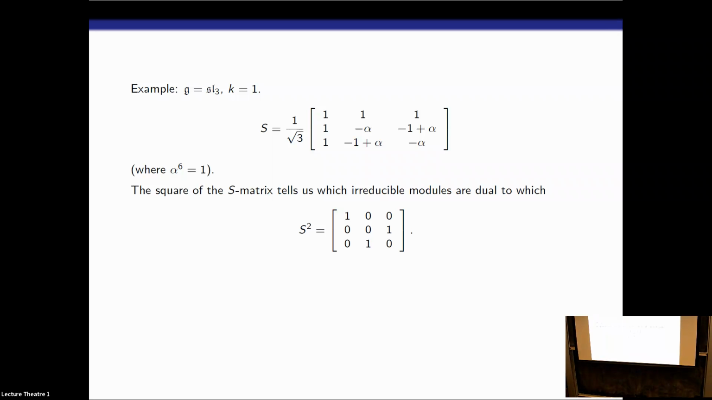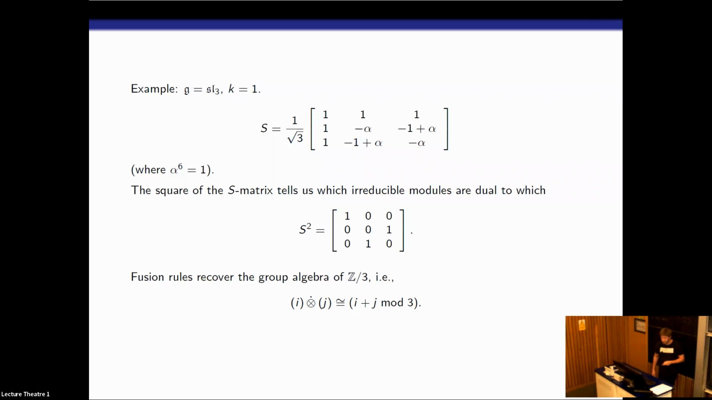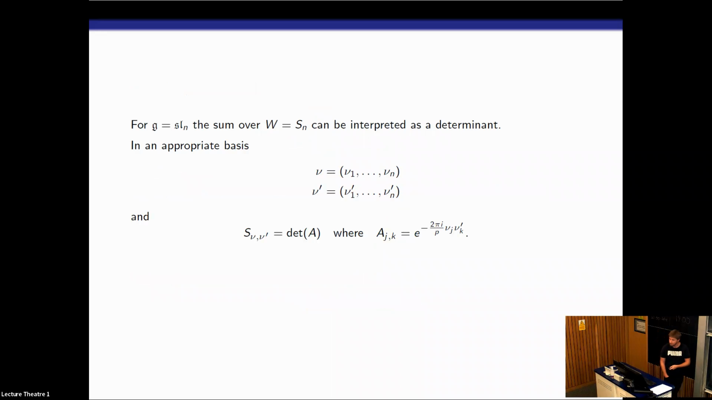Another fact about modular tensor categories is that the square of the S matrix tells you which modules are dual to each other. So in this case, S squared is this permutation matrix. So one of the modules is self-dual, the other 2 are dual to each other. And you can compute the fusion rules, and you discover that you get the group algebra of Z3 in this case. Which again, you didn't have to compute anything because this vertex algebra is isomorphic to a lattice vertex algebra. And that's well known: the fusion rules are a group algebra of the discriminant form in that case. Okay, so summarizing a lot of very well-known stuff here.